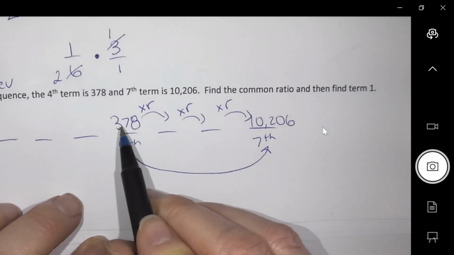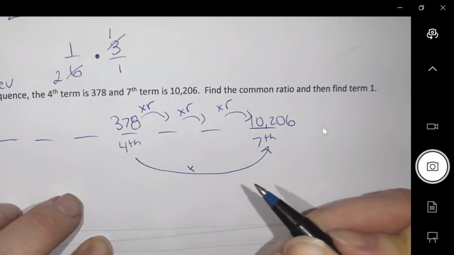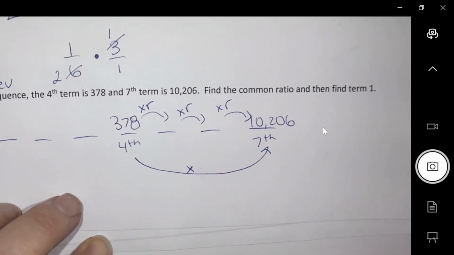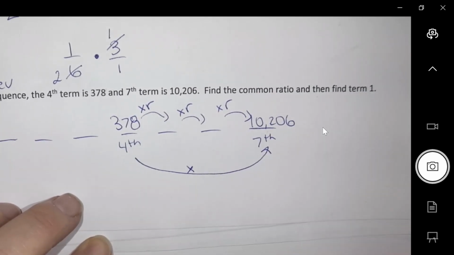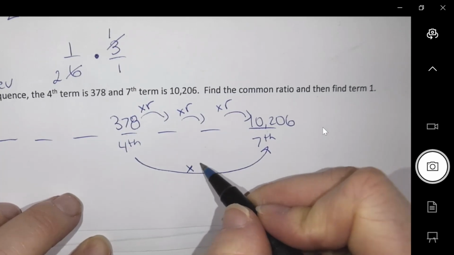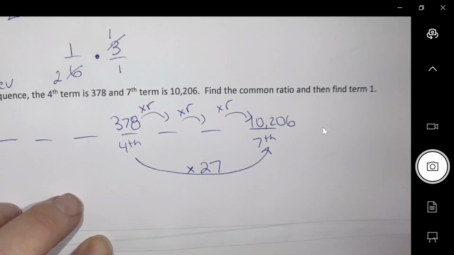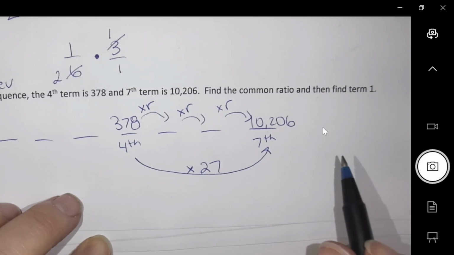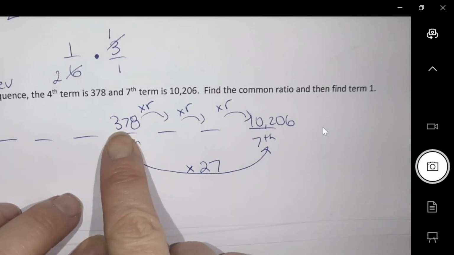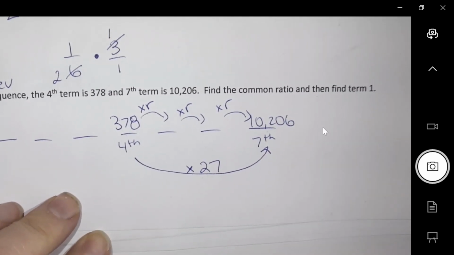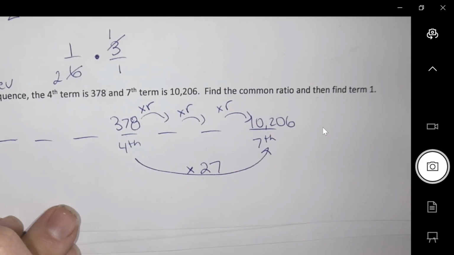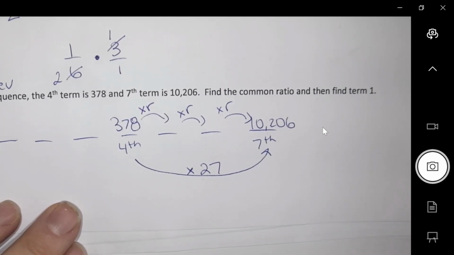Jumping all the way from there to there, what did you multiply by? What's the number? From here to here, what number did I multiply by? 27? So how did I get that? Divide. This number divided by that number will tell me what did I multiply by. Okay. Some of you will want to do this. Take this divided by 3, not the math operation.